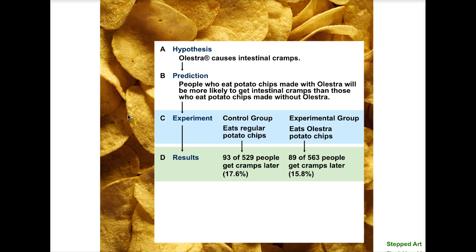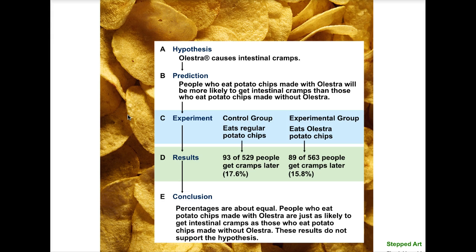So as we can see, the 15.8% is less than 17.6%. So a conclusion was arrived at that the percentages are not that different. You would think that if potato chips that were cooked in olestra actually caused intestinal cramps, that the experimental group of people who consumed the olestra-filled potato chips would have higher incidence of cramps, and they did not. So the results do not support the hypothesis that olestra causes the intestinal cramps.